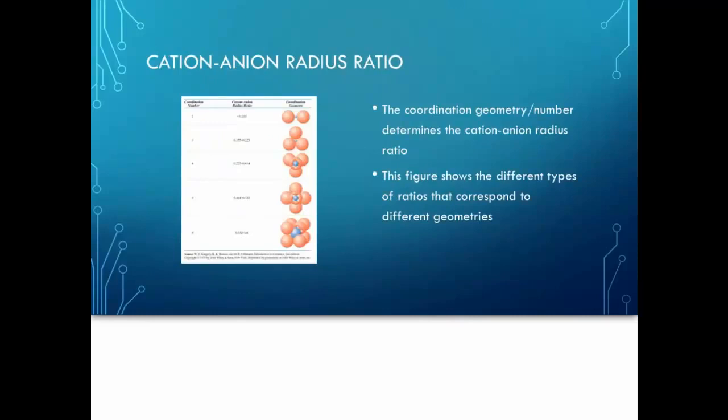Another topic this chapter talks about is the cation-anion radius ratio. The coordination geometry number determines the cation-anion radius ratio, and this figure shows the different types of ratios that correspond to different geometries.